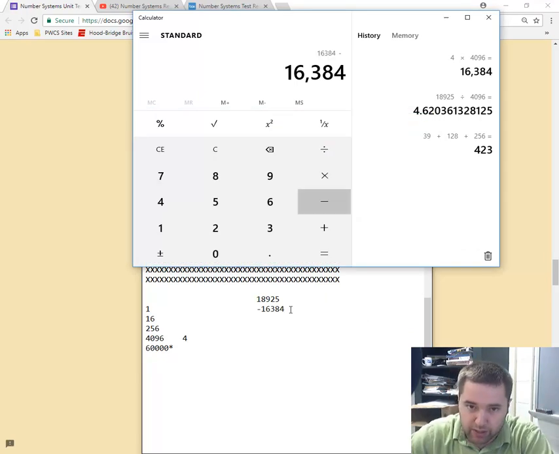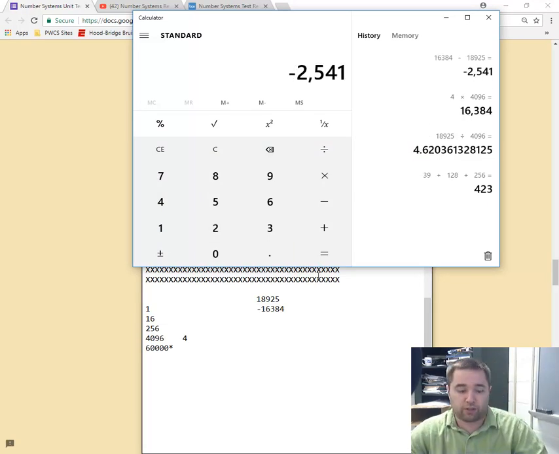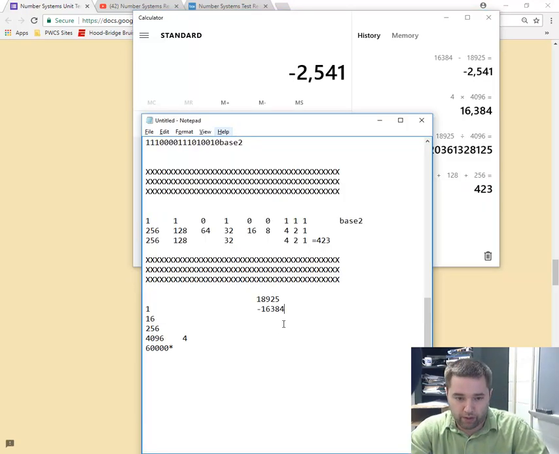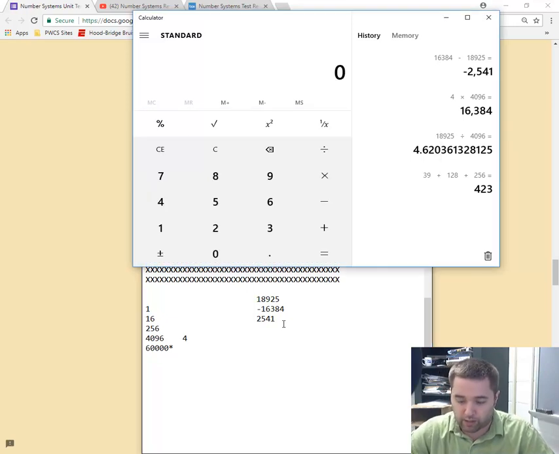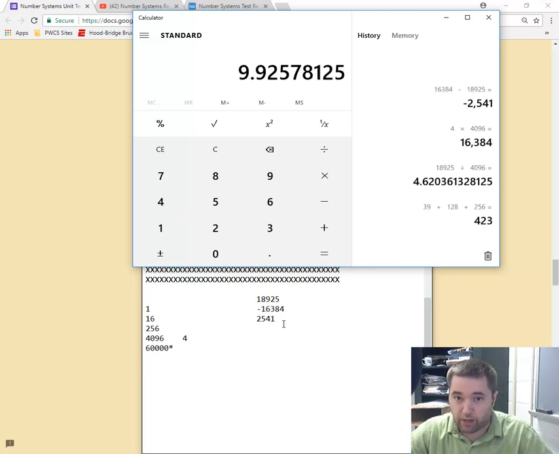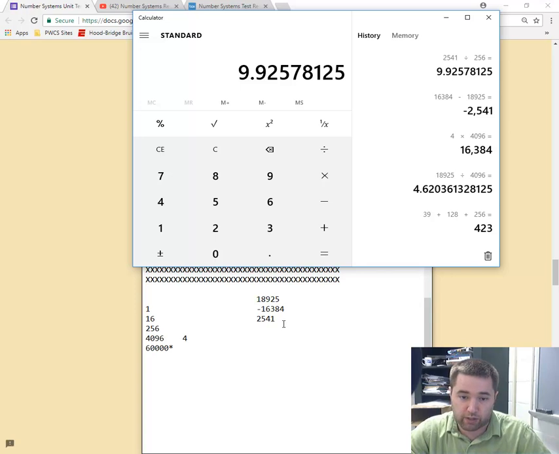And then what I like to do is I like to subtract 18925 and invert the answer. 2541, delete the positive sign, and that's what the remainder is. Then we ask ourselves, how many times does 256 go into 2541? So we go to a trusty calculator, even though I know it's 9, obviously. 2541 divided by 256, because 256 times 10 is 2,560, so it's 9.